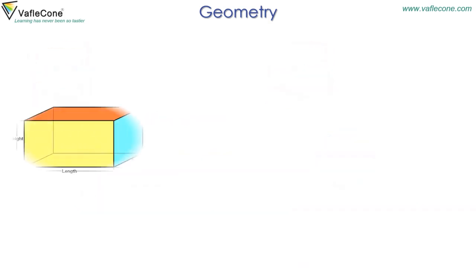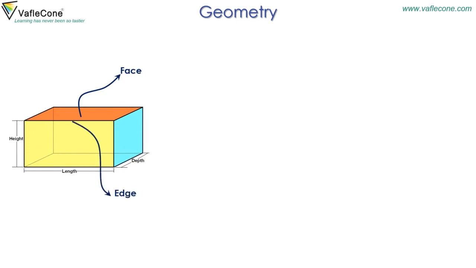In a solid shape, the surface is called a face. The line where 2 faces meet is called an edge, and the point where edges meet is called a corner or vertex. Some examples of solid shapes are cuboid.